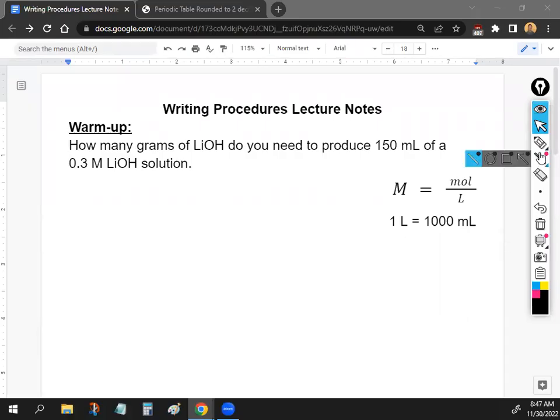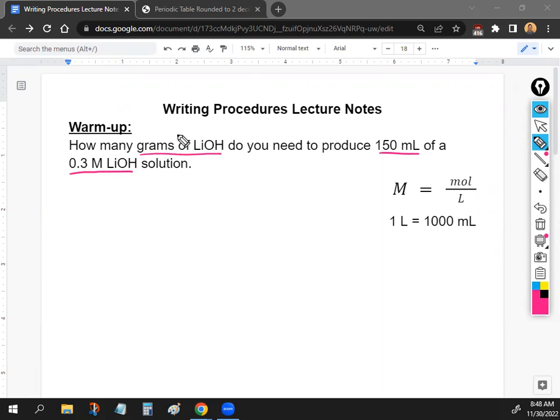Okay, so if we take a look at this problem, we're working with molarity again. And so I think one of the best ways to start this problem is just to start off with the numbers that we have. And then after that, we can see what we're looking for, okay? So it's asking us how many grams of LiOH do we need to produce a 150 mL of a 0.3 molarity LiOH solution. Okay, so a couple things we can already get right off the bat.